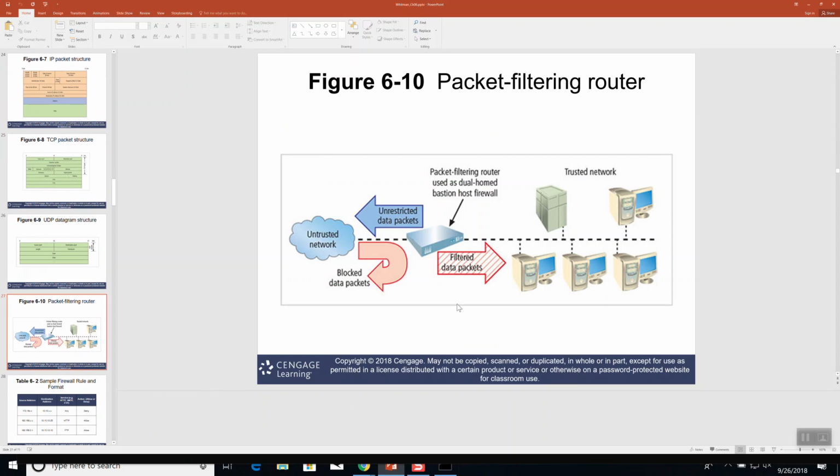Packet filtering router used as dual homed bastion host firewall. And you see you got your filtered data packets, those little pieces of your file going across, and you got your trusted network there.